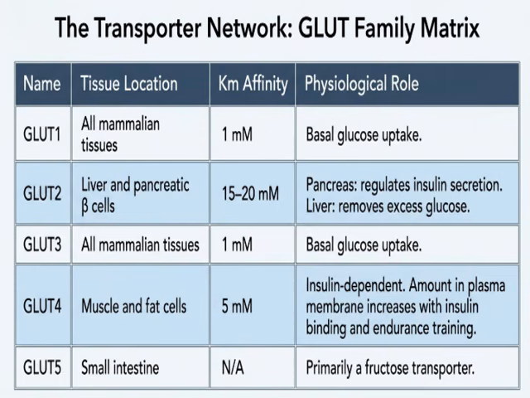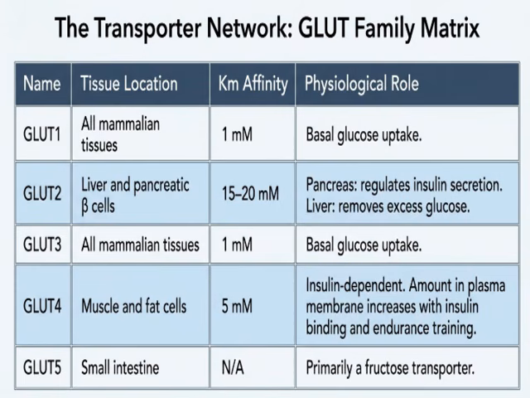The transport network, the GLUT family matrix. Not all glucose transporters are the same. GLUT1 and GLUT3 provide basal uptake for most tissues at a steady rate, and GLUT2, found in the liver and beta cells, has a lower affinity, that is high Km, allowing it to act as a glucose sensor that only reacts with sugar when sugar is high.